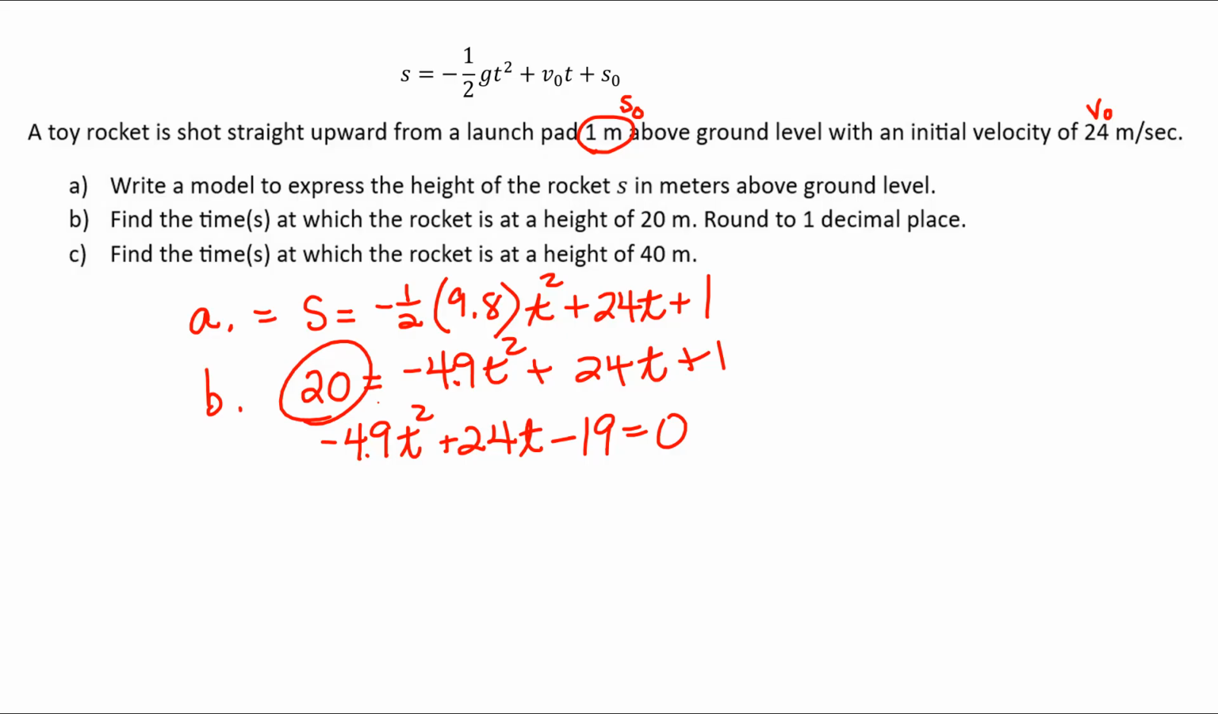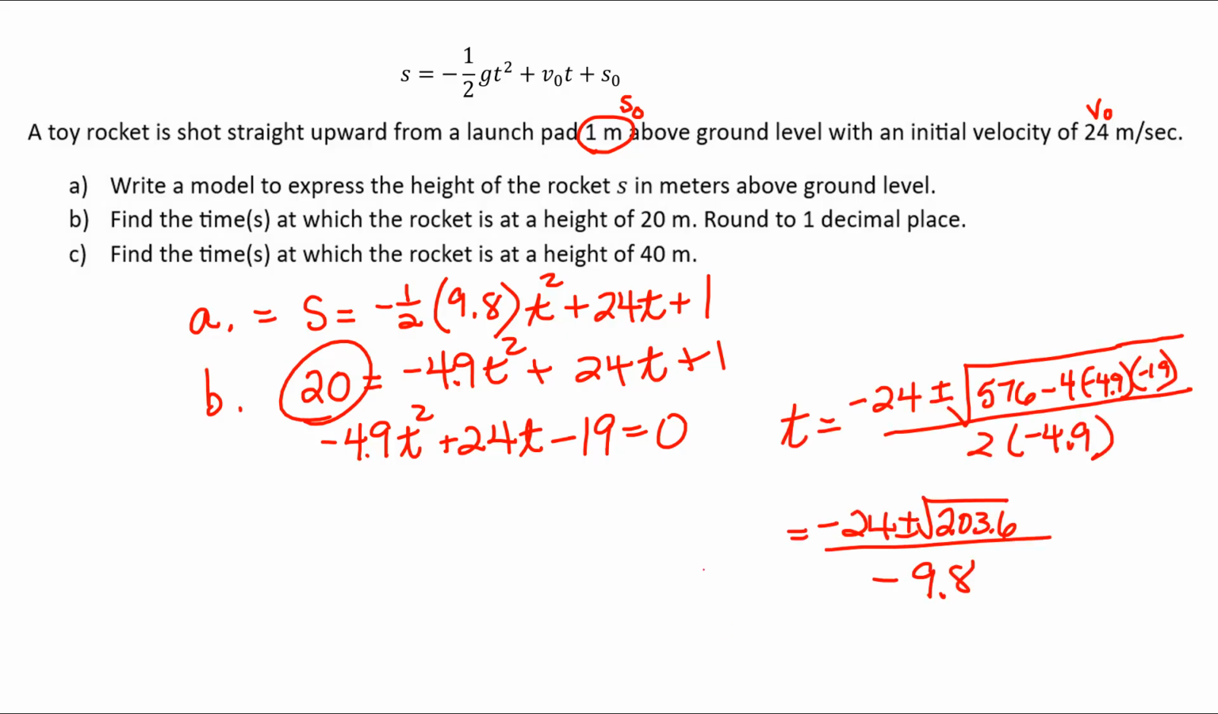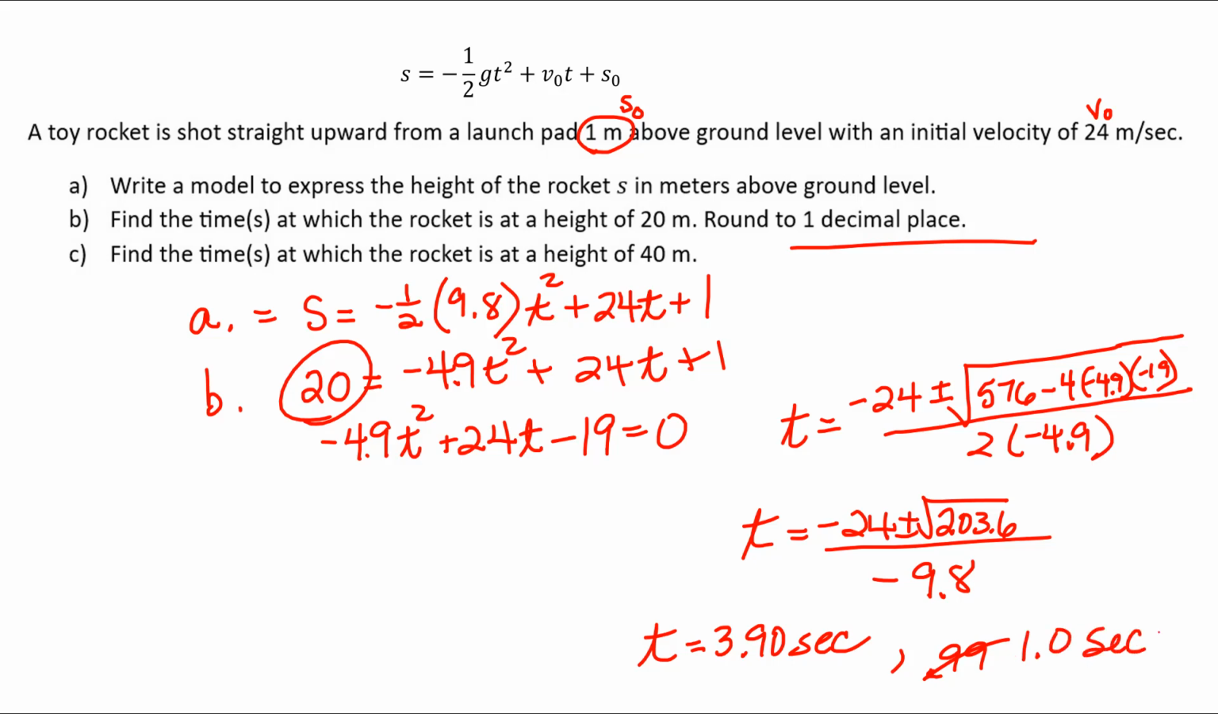All right. So obviously I want to use the quadratic formula for this because it's just a mess. So one solution for t is going to be 3.90 seconds. The other solution is going to be 0.99, which they ask you to round to one decimal place. So really, we should round that to 1.0 seconds. So there are two times at which this rocket is 20 feet above the ground, once on its way up and once on its way down.